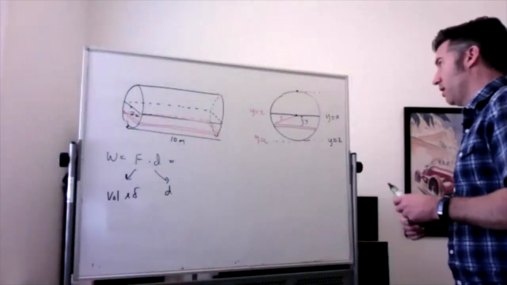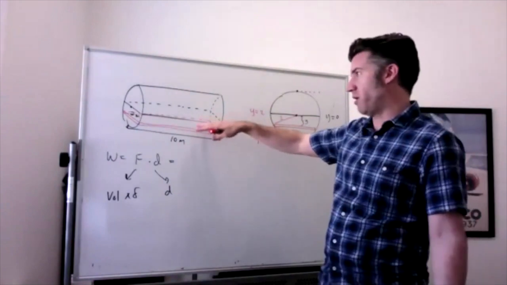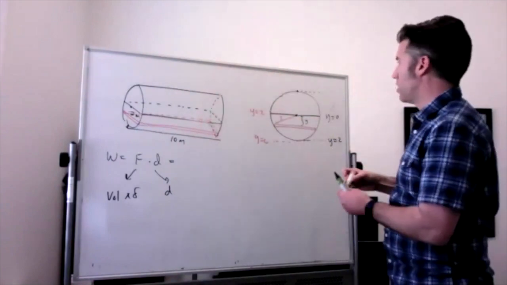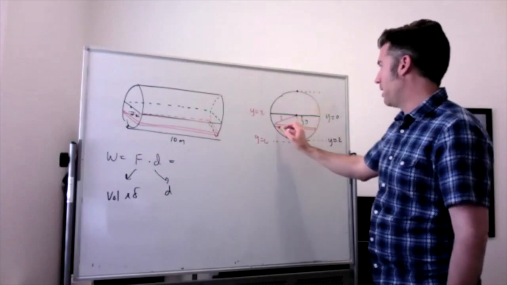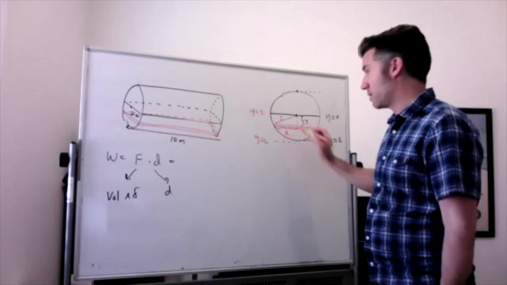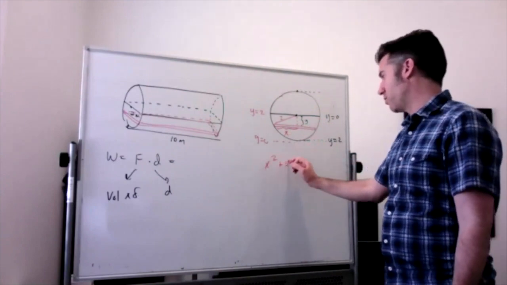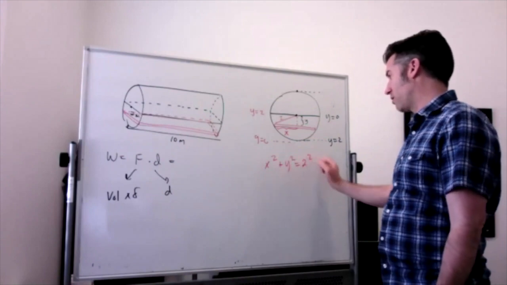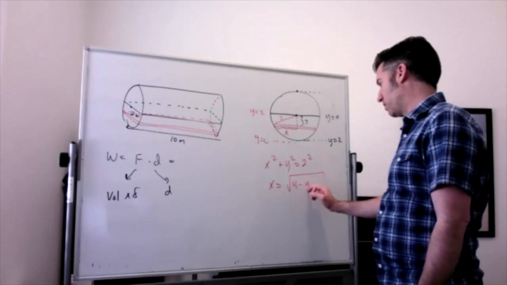Here's the picture again, right? We're trying to find the work done lifting this half full tank of water all the way up to the top. So that's our radius, 2. This distance here is y, and I'm going to call this distance here x. And so I can see that x squared plus y squared equals 2 squared, so that x equals the square root of 4 minus y squared.